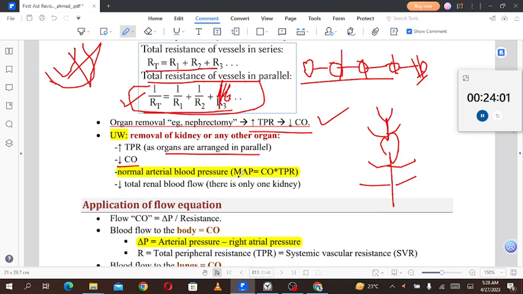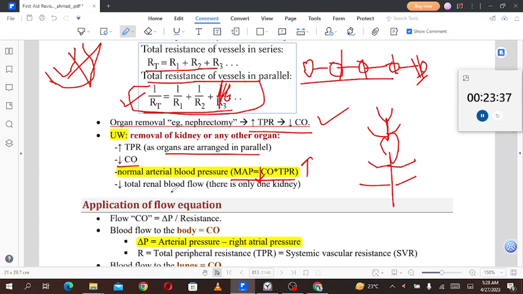Arterial blood pressure is equal to mean arterial pressure, cardiac output multiplied by the total peripheral resistance. If the total peripheral resistance is increasing as we have removed one kidney, resultantly the mean arterial pressure will also increase. No, sorry, I just messed it up. If we are removing a kidney and the total peripheral resistance is increasing, the cardiac output is decreasing. So there is a fine balance between these two things and the mean arterial pressure remains constant.